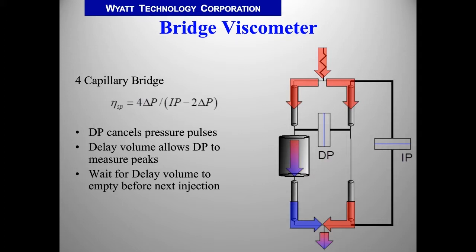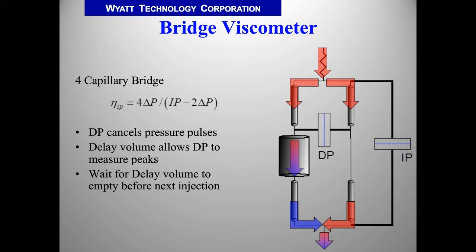And you can show fairly straightforwardly that the specific viscosity, which is the fractional change in the viscosity due to the sample, is related to the pressure across the bridge, DP, and the pressure from top to bottom of the bridge, IP, through this relation: 4 dP over IP minus 2 dP.